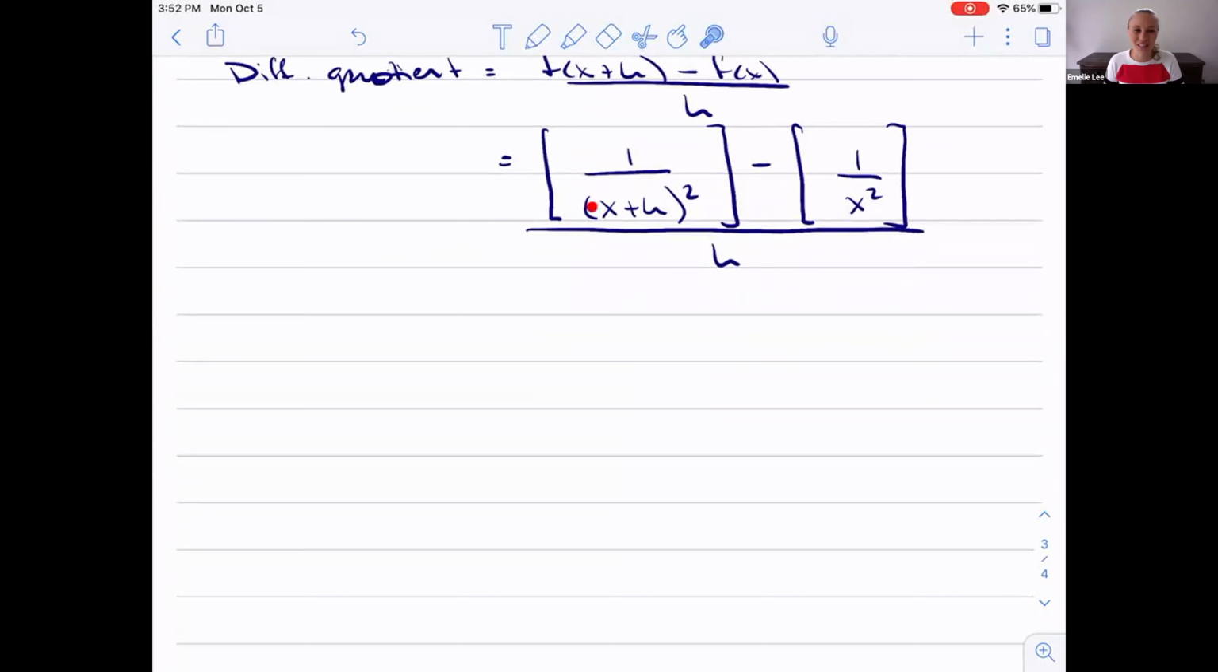So to get a common denominator of x plus h squared times x squared, well, this f of x plus h has to get multiplied by x squared over x squared. I can multiply something by 1, and that's a really common trick that we use, because multiplying by 1 doesn't change the value, right? So I take this value over here and just do x squared over x squared. And over here on this term, now I need to have x plus h squared in the denominator, which means I'd have to multiply this term by x plus h squared over x plus h squared.